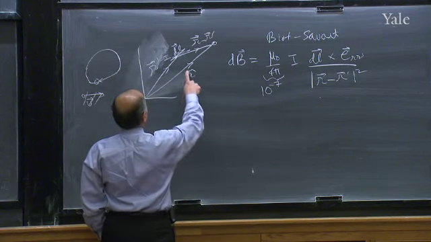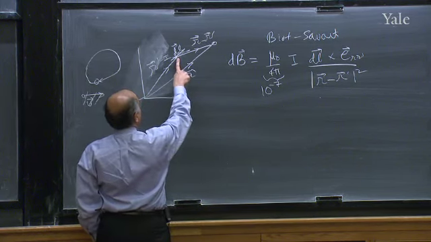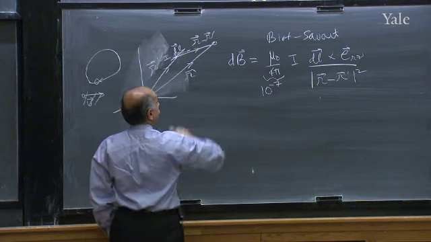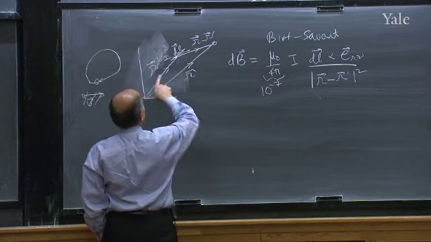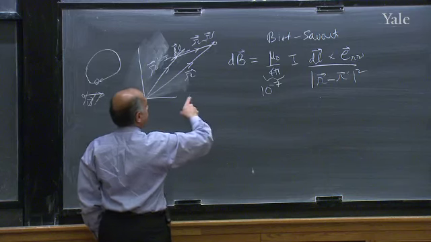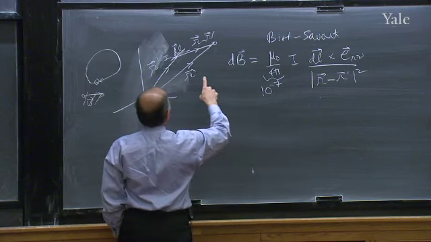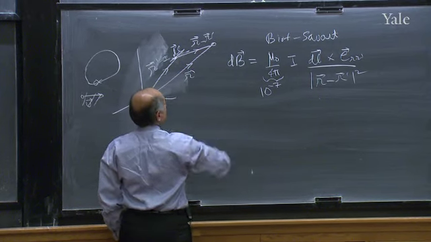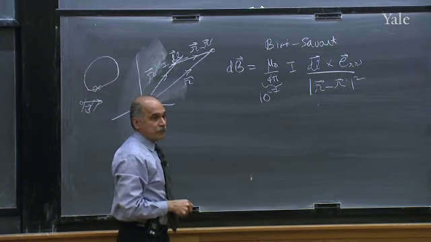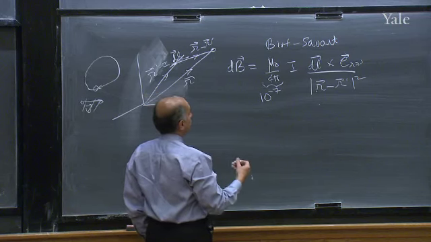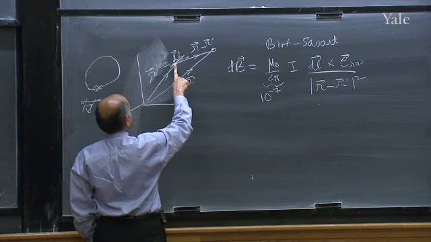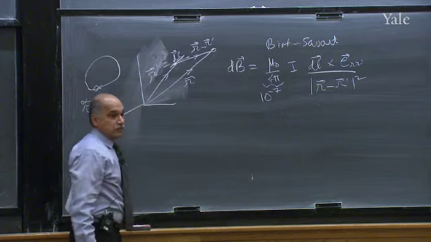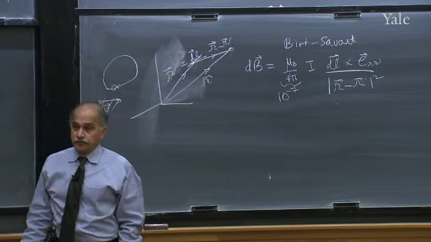R minus r prime is the separation vector between where the current is and where you are. I is the current flowing in that circuit, and e sub r prime is a unit vector from r prime to r. You can call it e r prime or e r prime r, as long as you know it is from the cause to the effect. That's the formula.